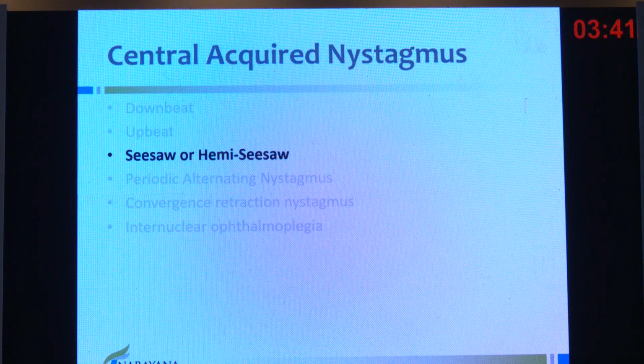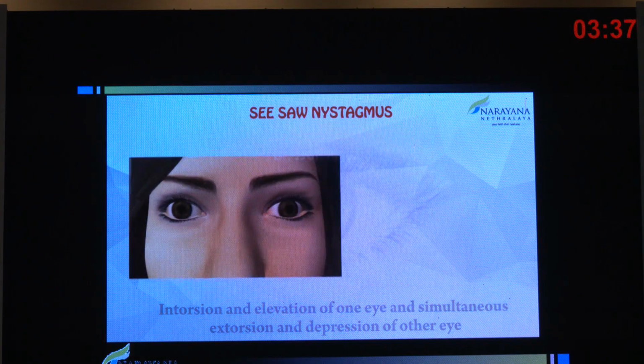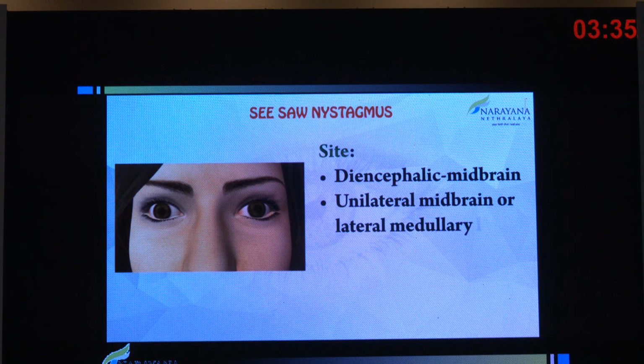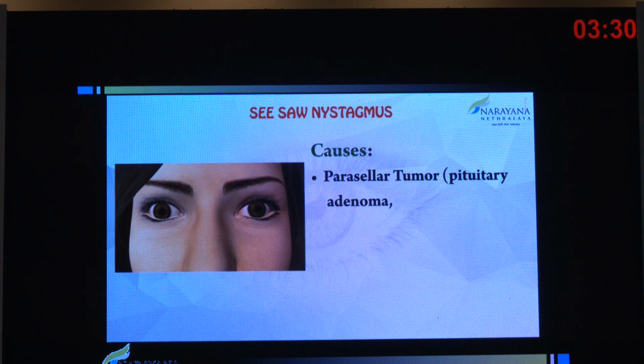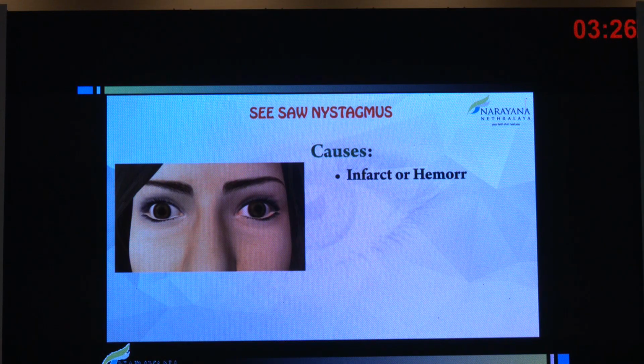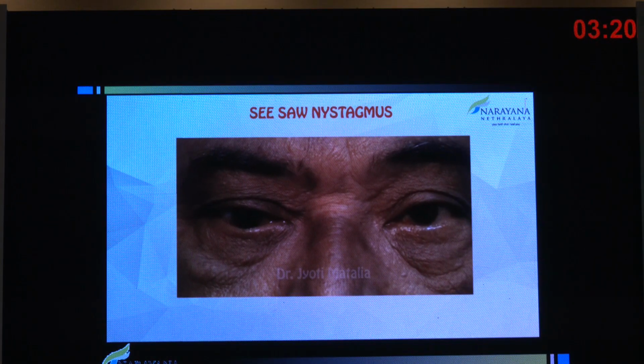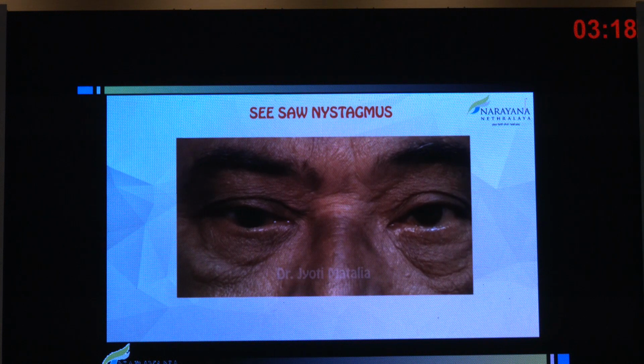Then is the seesaw or the hemi-seesaw. Intorsion and elevation of one eye and simultaneous extorsion and depression of the other eye is a classical seesaw, and this is the site where you normally see it. Important is parasellar tumors, so pituitary adenoma, craniopharyngioma is what you should look for. And infarcts or hemorrhages, trauma, congenital causes is what you should rule out. This patient classically had a parasellar tumor and her classical seesaw nystagmus, as you can see.